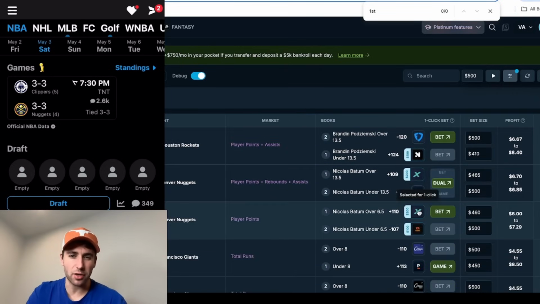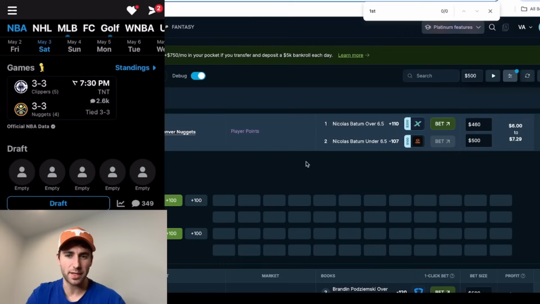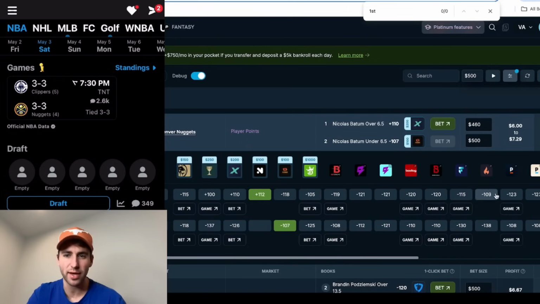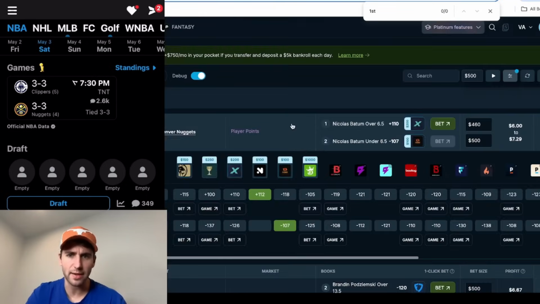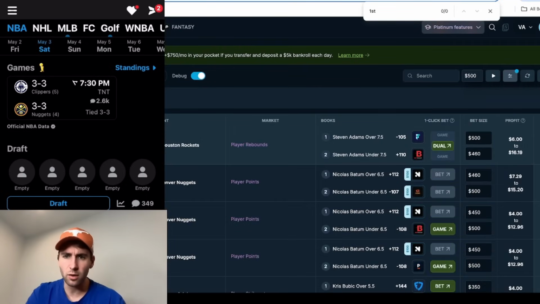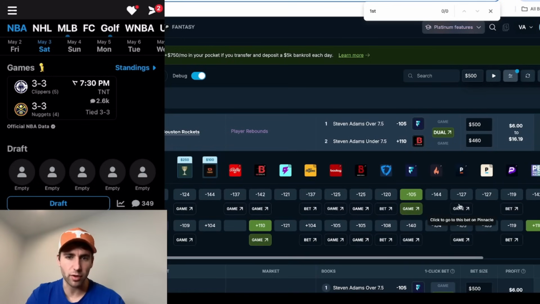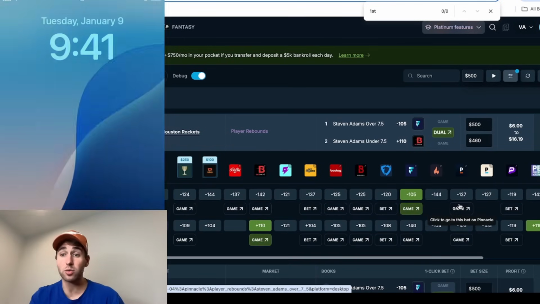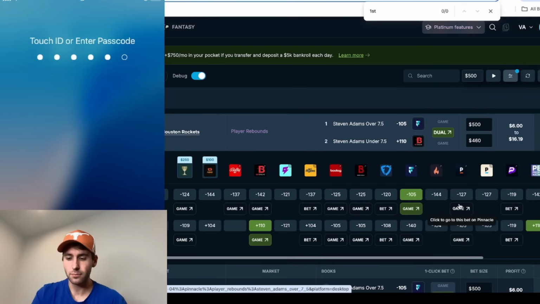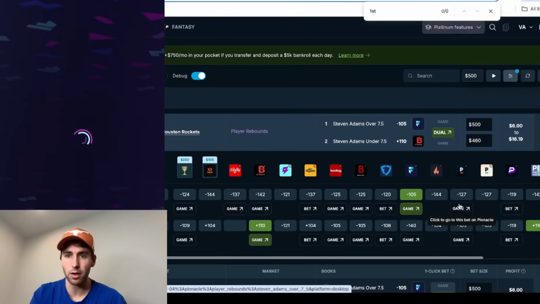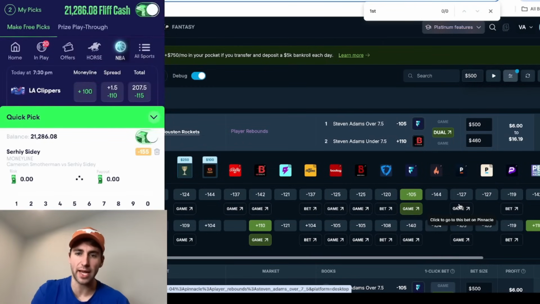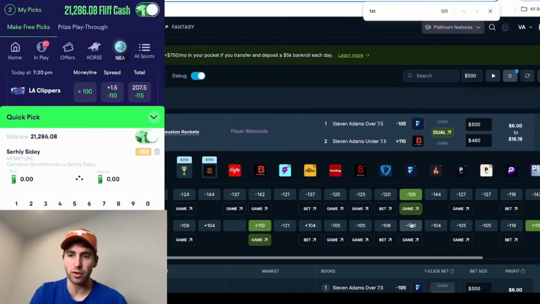This one, it's not really clear in my opinion. Batum over 6.5 points and under 6.5 points. Do I have Novig selected? Give me one sec. Yeah, I do. So, Steven Adams rebounds. So here's one on Fliff. So Fliff is a sweepstakes book that's available in basically every state. So this is Steven Adams rebounds.